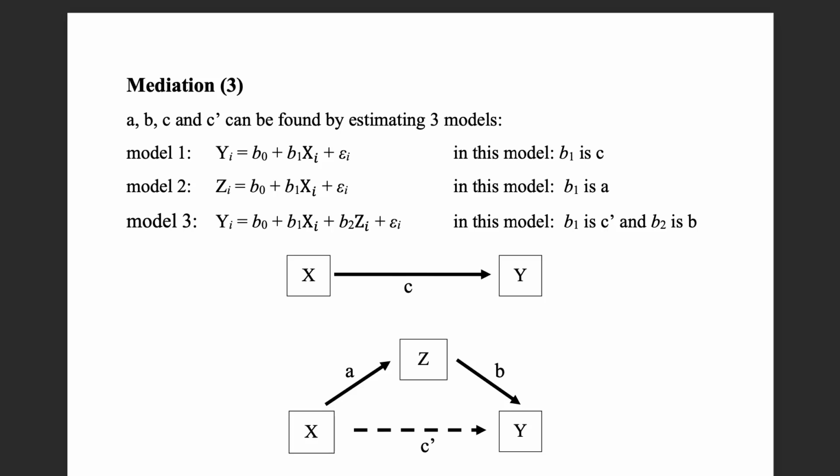So we have 3 regression models that we need to estimate to find 4 different effects. C, the original relationship between X and Y. C apostrophe, the mediated effect that we are left with, so the direct effect that's left of X and Y once we take into account differences in the mediator. A, the effect of X on the mediator, on the Z variable. And B, the effect of the mediator, the Z variable, on our dependent variable.